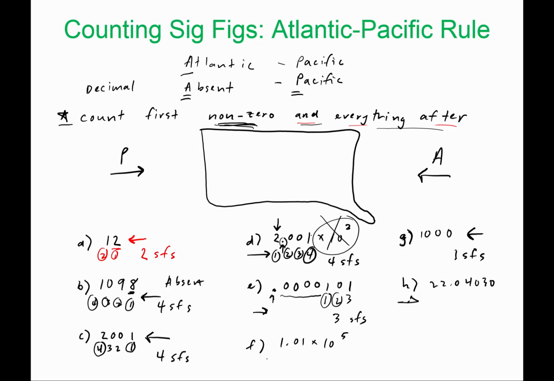Decimal point's present, so you count over here. This number has 1, 2. They actually all count since it's not a 0. 1, 2, 3, 4, 5, 6, 7. So this number has 7 sig figs.